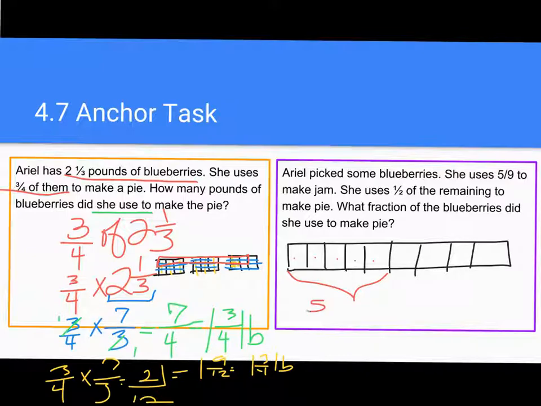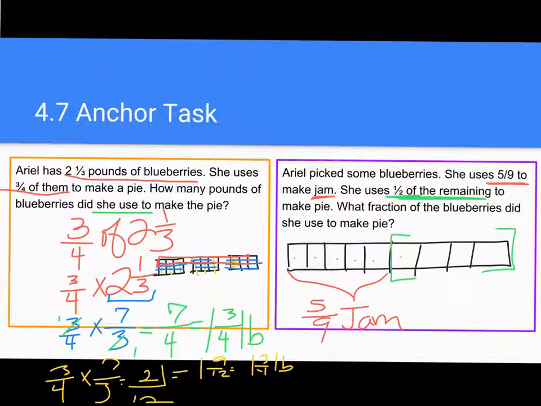So remember, we need numbers and words. So 5/9 is for the jam. Then it says, and I'll underline that, that was 5/9 for jam. She uses half of the remaining. Because it says remaining, we care about this part, the part we haven't touched yet. It's not half of the 5/9, then we would be multiplying. It's half of the remaining.